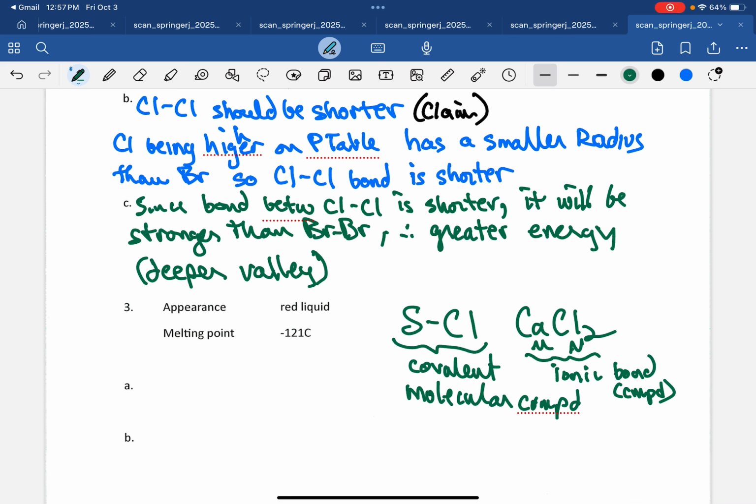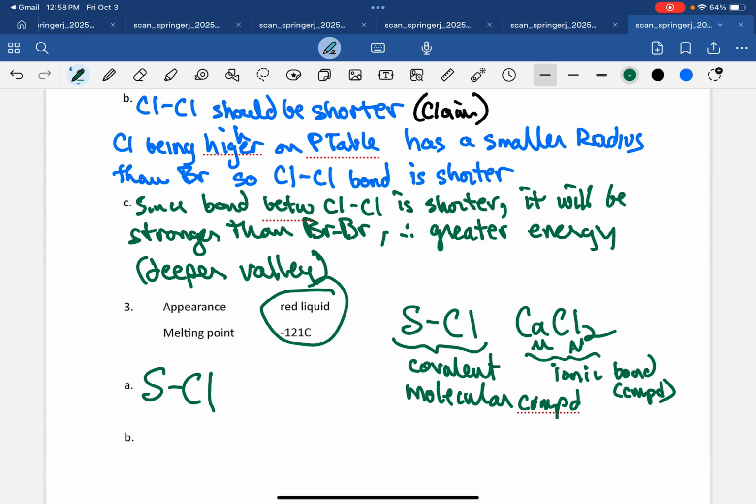And we saw earlier that ionic compounds are crystalline solids at room temperature and have a high melting point. This one is showing up as a red liquid with a very low melting point. For A, I'm going to say SCl is what is demonstrated in the table. That's the one we circle.